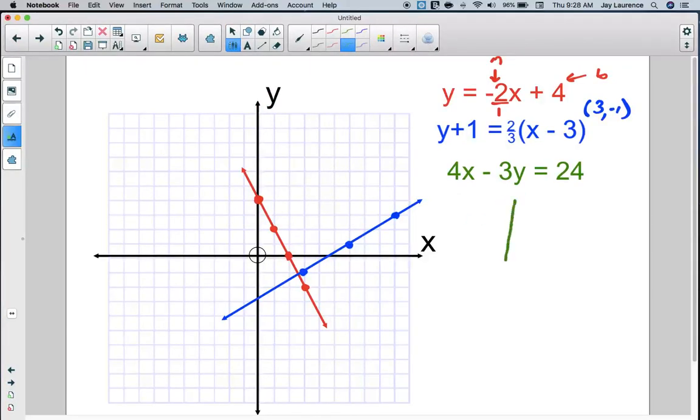All right, now to do the green one, if you haven't done it yet, please do so. I'm going to find intercepts. I'm going to plug 0 in for x. And when I do that, I'm going to get 4 times 0 minus 3y equals 24. Well, this just turns to 0, so now I have -3y equals 24. I'm going to divide by -3. And I will get y equals -8. So I know 0, -8 is the y-intercept. 1, 2, 3, 4, 5, 6, 7, 8, -8.